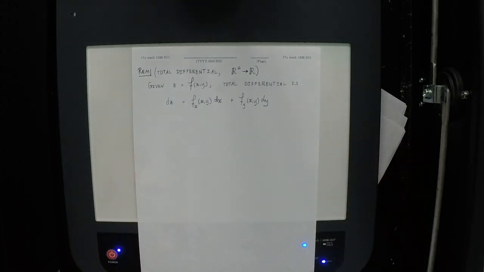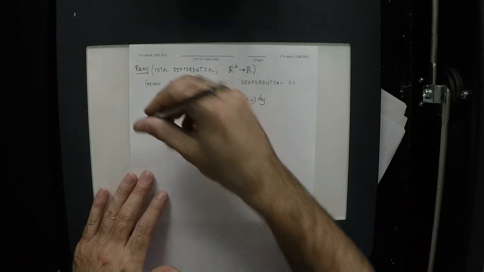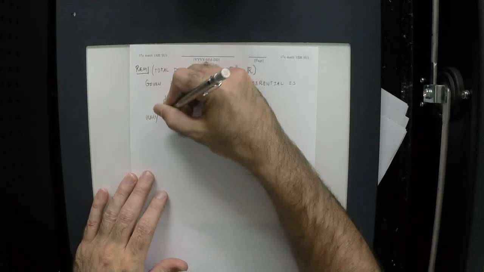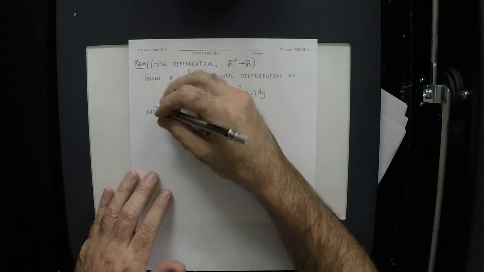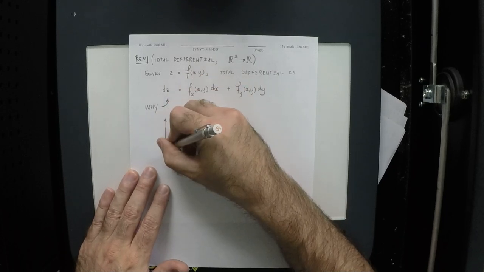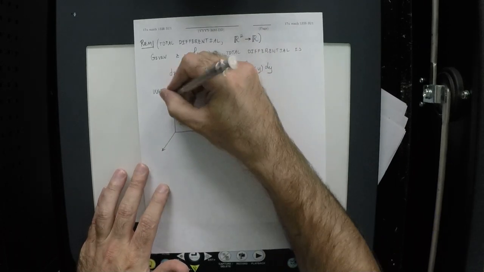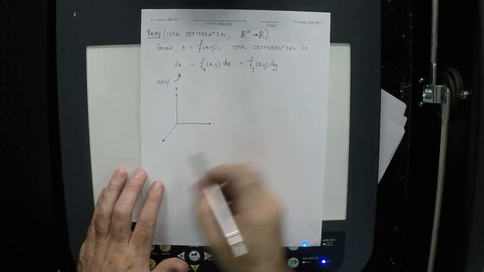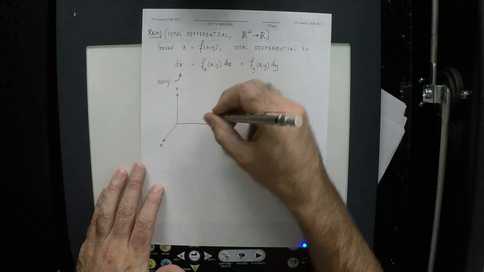Okay, now, I want to explain why the total differential should look like this. So why this? In the end, why should it look this way? Okay. So by way of reminder, when we're looking at something like this, this specific case, this is z, and then which axis is which? Do you still remember? This one is x, and then this one is y.